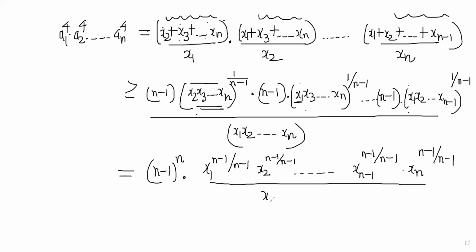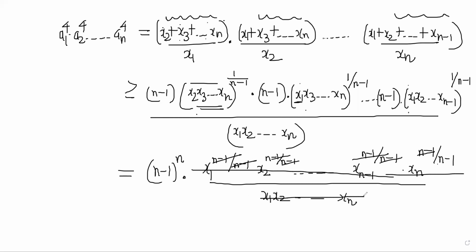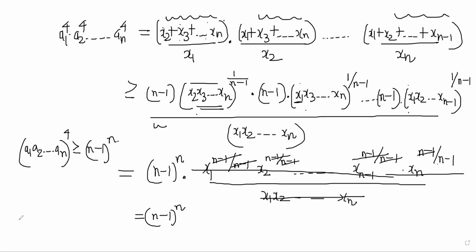And this you divide by x1, x2 till xn, you will realize that these are all power 1. And this gets completely cancelled. This whole term here gets cancelled with the denominator. So you're getting equal to n minus 1 power n. So you can say that a1, a2 till an, the product, whole power 4, is greater than equal to n minus 1 power n. And we have gotten that the product of ai, i goes from 1 to n, is greater than equal to n minus 1 power n by 4, right?